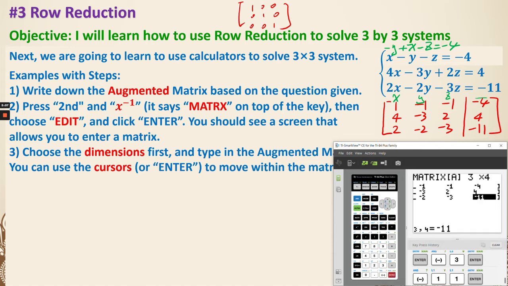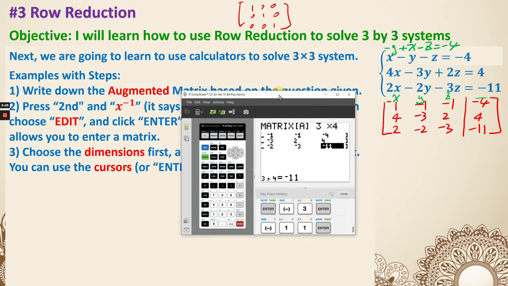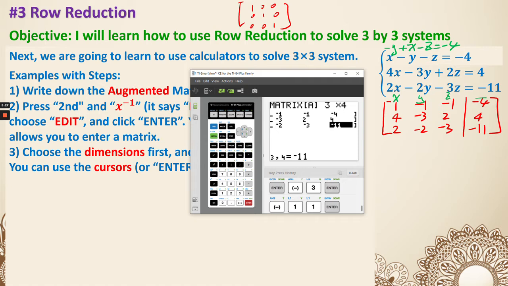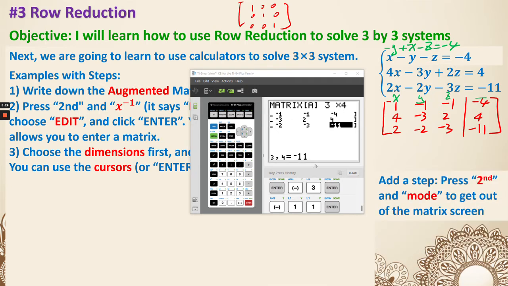That is step 3. Now after step 3, on your notes, I actually forgot something. Right now we are in the matrix editing screen, so we can't actually do any operations with it. Whatever operation we may do, it's going to do it to that position, not to the whole matrix. So we actually need to exit out of our matrix. So here's the next step. We're going to add a step right here.